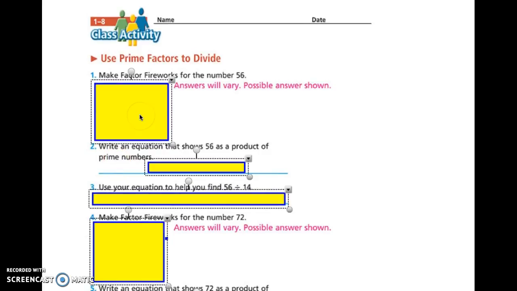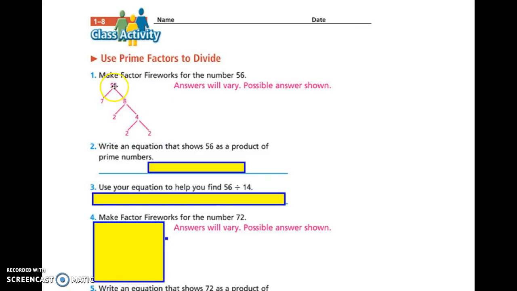All right, let's see how you did. So I'm going to go ahead and take this and let's see. So for 56, you could have done 7 times 8. Now remember, you could have done something different, which would have been fine, because you'll still get the same prime numbers. And then for 8, I'm going to do 2 times 4. For 4, I'm going to do 2 times 2. I'm going to go ahead and circle all my prime numbers here so you can see it. We've got 7, 2, 2, and 2.